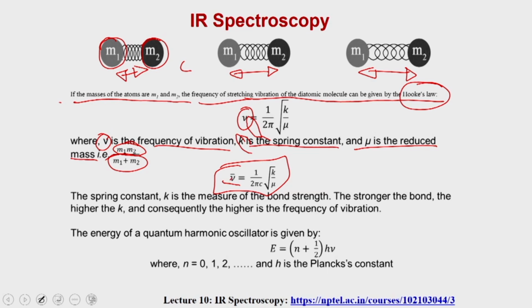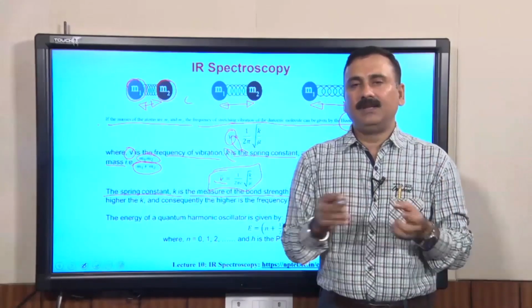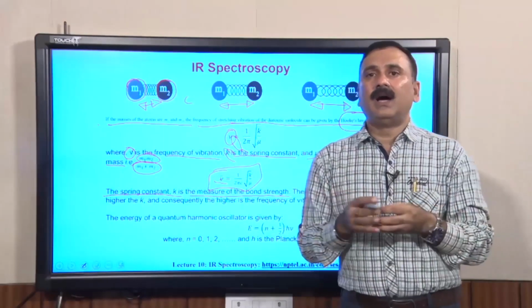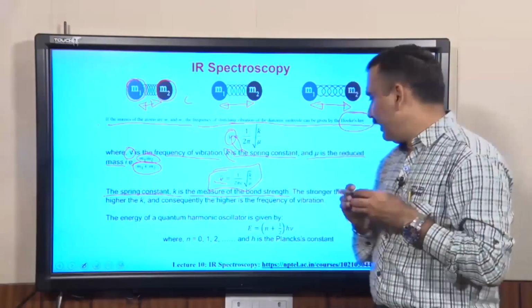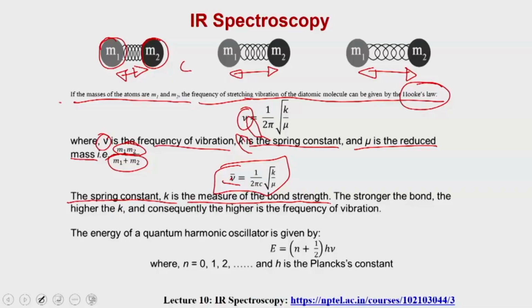wave number, ν̄ = 1/2πc √(k/μ), where k is the spring constant, and the spring constant is a measure of the bond strength, which means the higher the bond strength, the higher the value of k, and that actually decides at what frequency the molecule is going to vibrate.